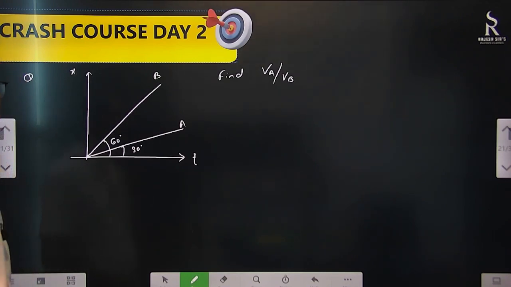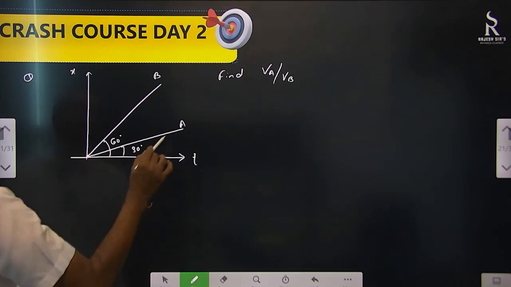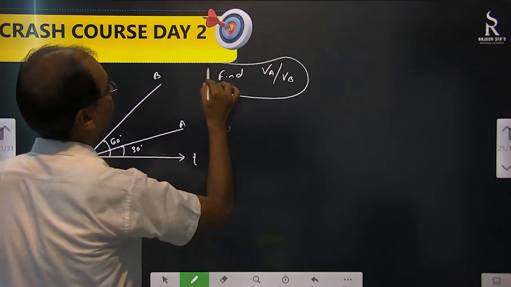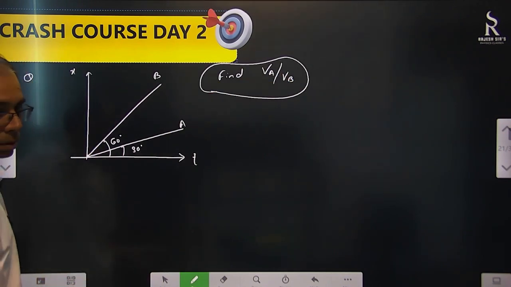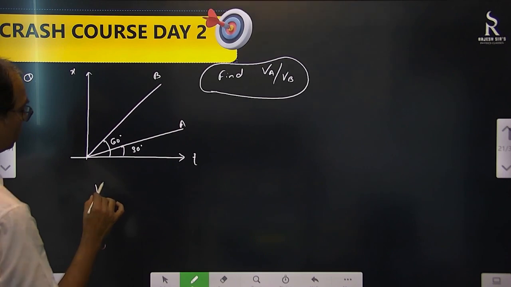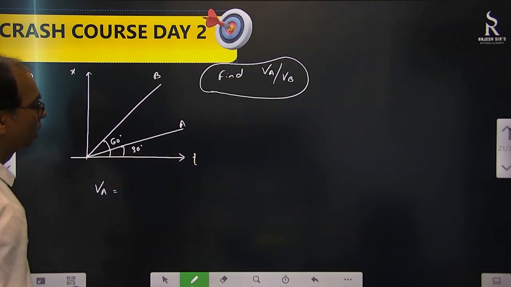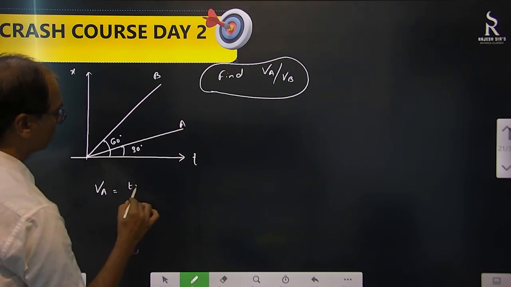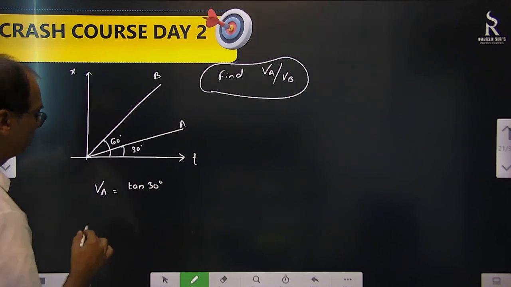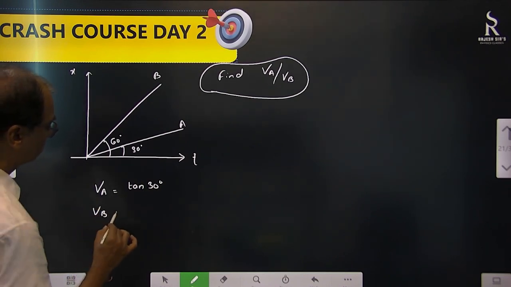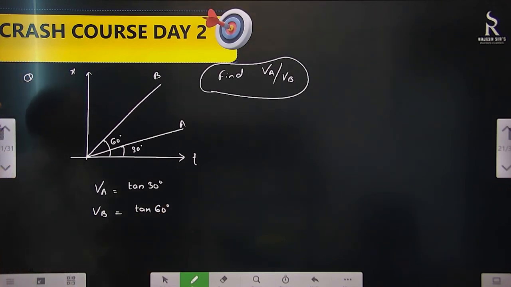Now questions. XT graph, and he is asking the ratio of VA to VB. XT graph, how to find VA? Slope. What is VA? This slope. Slope means tan theta. So that means tan 30. VA is tan 30. What about VB? Tan 60. That's all.